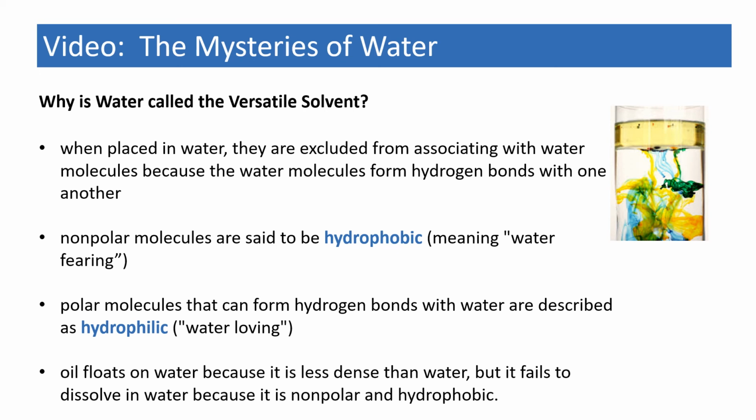Polar molecules that can form hydrogen bonds with water are described as hydrophilic, water-loving. Oil floats on water because it is less dense than water, but it fails to dissolve in water because it's nonpolar and hydrophobic.